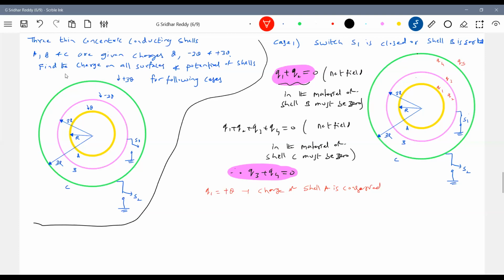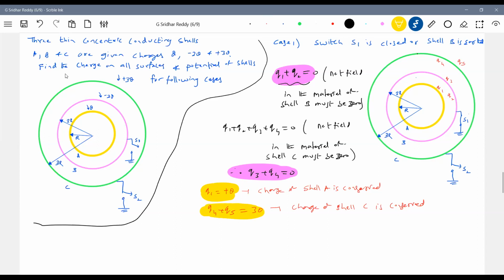Similarly, which shell is not earthed? Shell C is not earthed, no? So what was the charge given to shell C? 3Q. So therefore, Q4 plus Q5 should be equal to 3Q. Charge of shell C is conserved. Okay, I think we have a set of equations. This is due to the other condition.